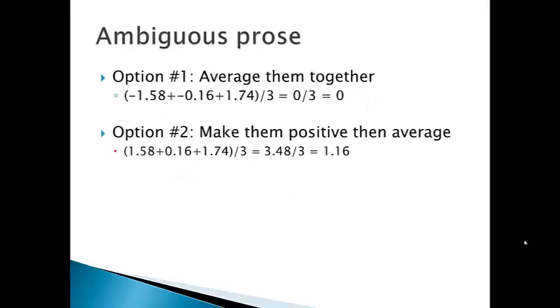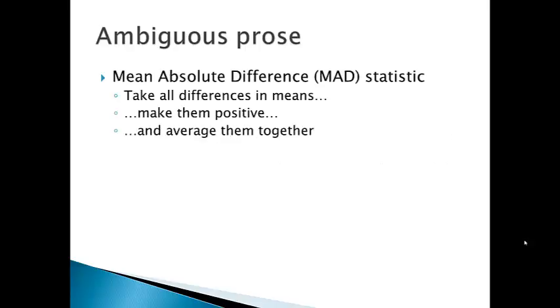One option is to average the three of them together. But if some numbers are negative and others are positive, they can average out to zero because of cancellation. So a better option is to make them positive first and then average them together. In this case, if you average the three positive differences, you get an average difference of 1.16. This means that, on average, the difference between the groups is 1.16. In short, this is the mean absolute difference, or MAD statistic. You take all the differences in the means, you make them positive, and you average them together.